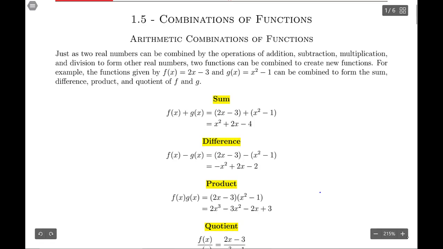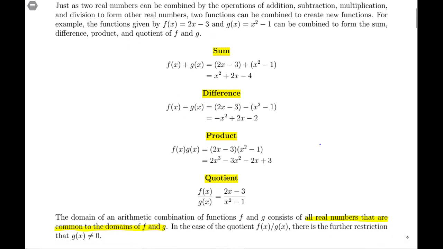So there are a couple of quick examples right here. We can see we have the sum, the difference, product, and the quotient. The sum, you just take two functions, you add them together, you combine like terms, and you're done. You've created a new function, in this case f of x plus g of x. With the difference, you're doing a very similar process. You're taking f of x minus g of x, and you combine like terms in the same fashion, and you generate the function that way.